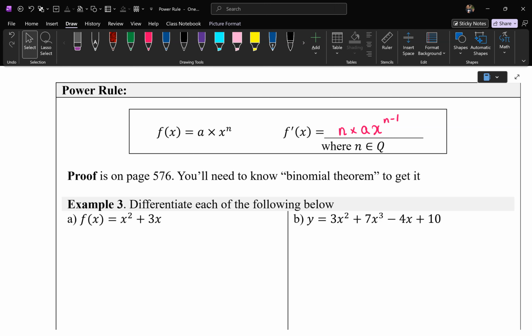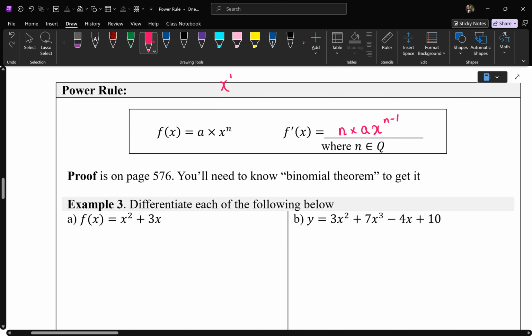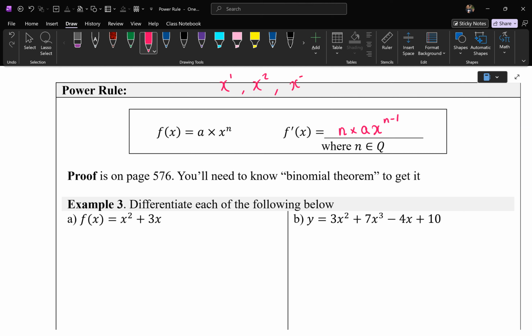All right. If you have a function that has a power, for example x to the power of 1, you can use this rule. X to the power of 2, you can use this rule. If you have x to the power of negative 2, you can use this rule. If it was y equals x to the power of negative a third, you can still use this rule. How does this rule work?